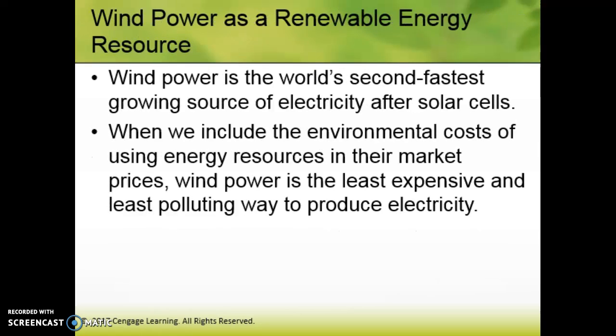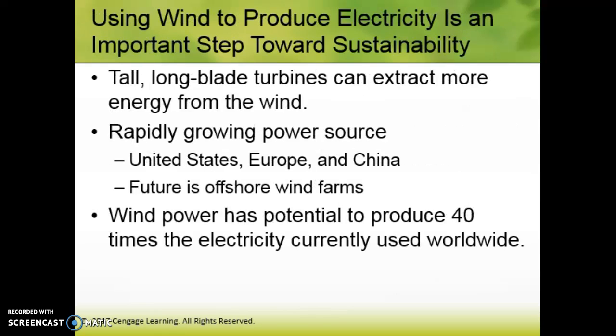Wind power, second fastest growing after solar cells. It tends to be the least expensive because there's a lot less cost in terms of creating it than there is with solar. But it's not without its drawbacks. We're still going to disrupt microclimates and things along those lines. We are going to create some noise pollution and things like that. So we'll get to the advantages and disadvantages here in just a second.